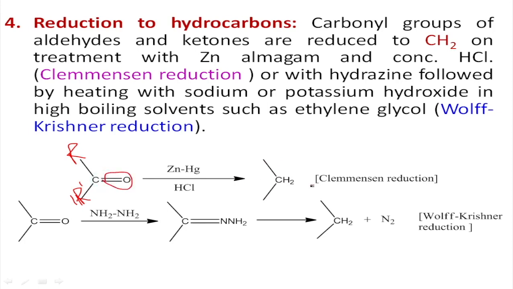The CO group reduces to a CH2 group. In another reaction, hydrazine with sodium or potassium hydroxide also gives CH2. So it is the same reaction with different reagents. Number 1 is the Clemmensen reduction and number 2 is the Wolff-Kishner reduction.